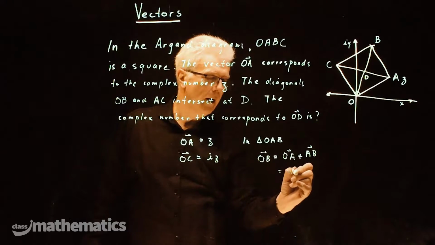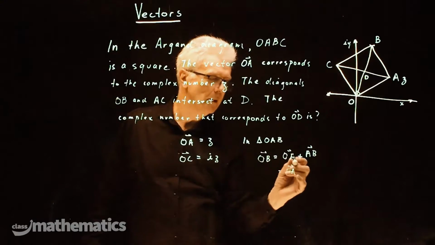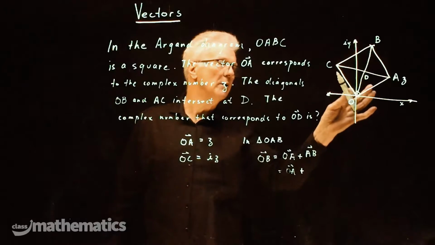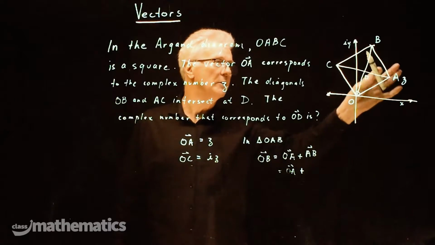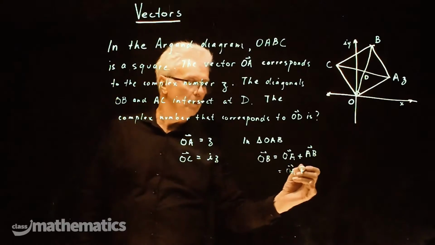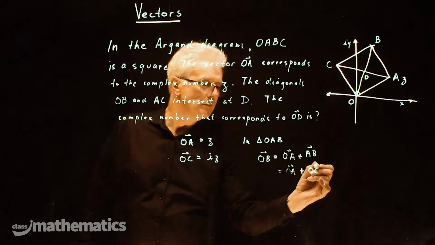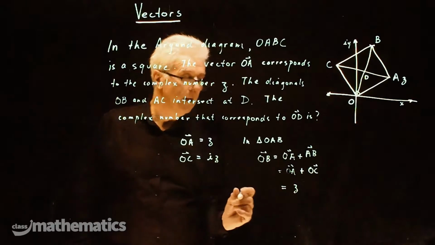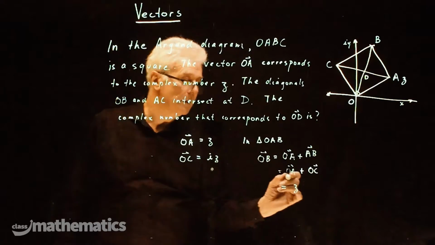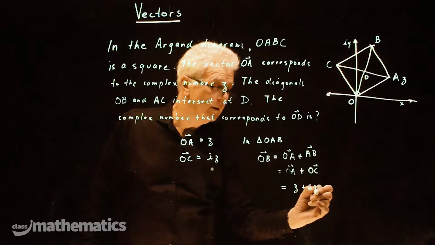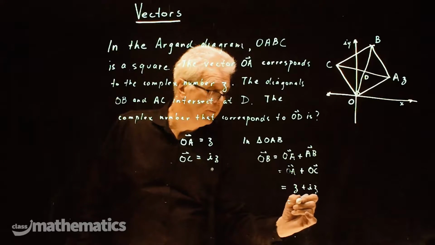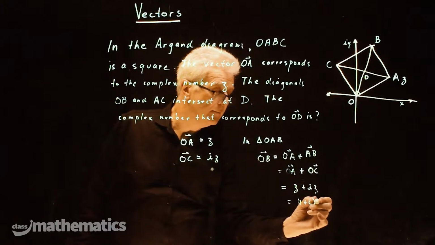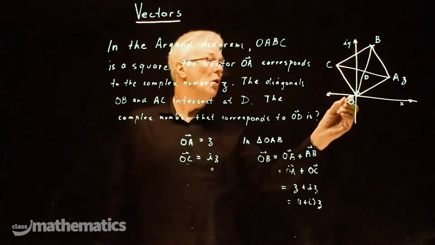However, this vector AB is equal to the vector OC in length and direction. So that's going to be equal to OC. OA we know is Z, and OC is iZ. So OB is equal to (1 + i)Z. Now that's OB.